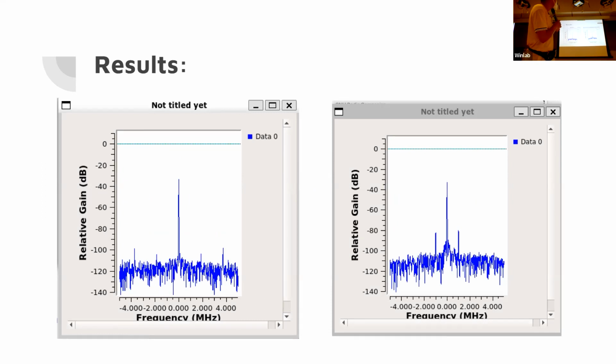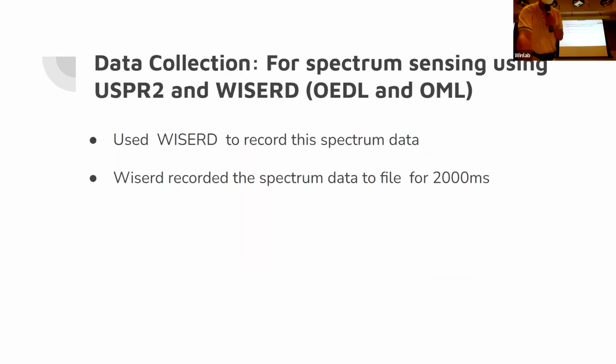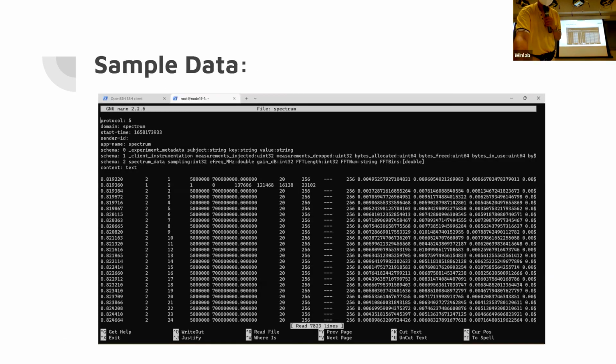The first image is when we start the transmitter first and then start the receiver. And the second image is when we start the receiver first and then start the transmitter. And we did some data collection too using USRP 2 and WISER. And yeah, that's the data that we collected.